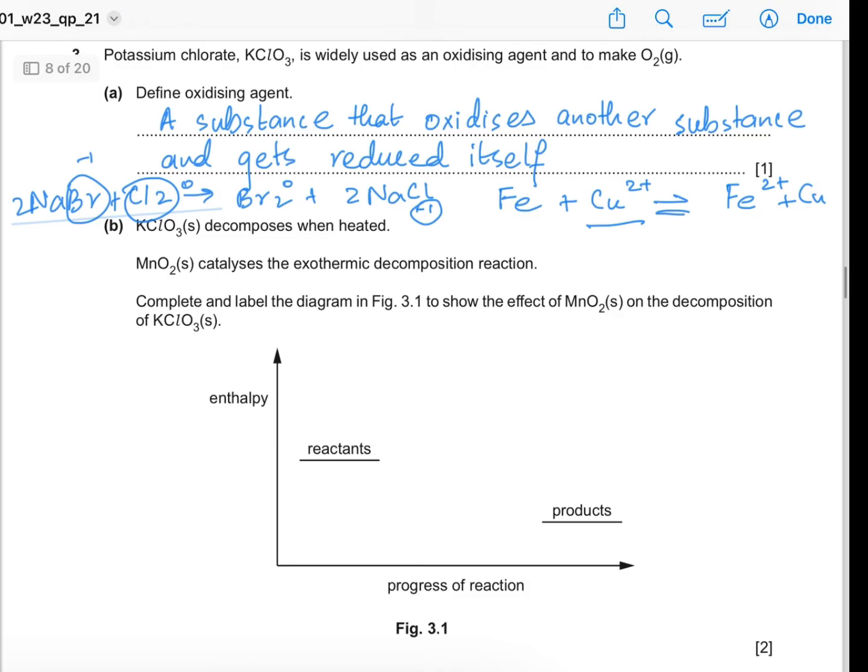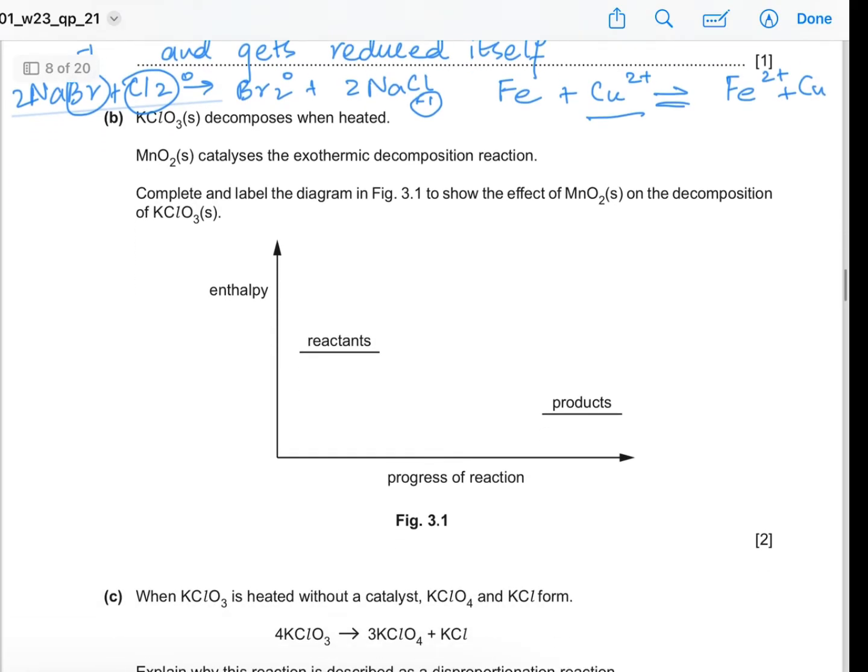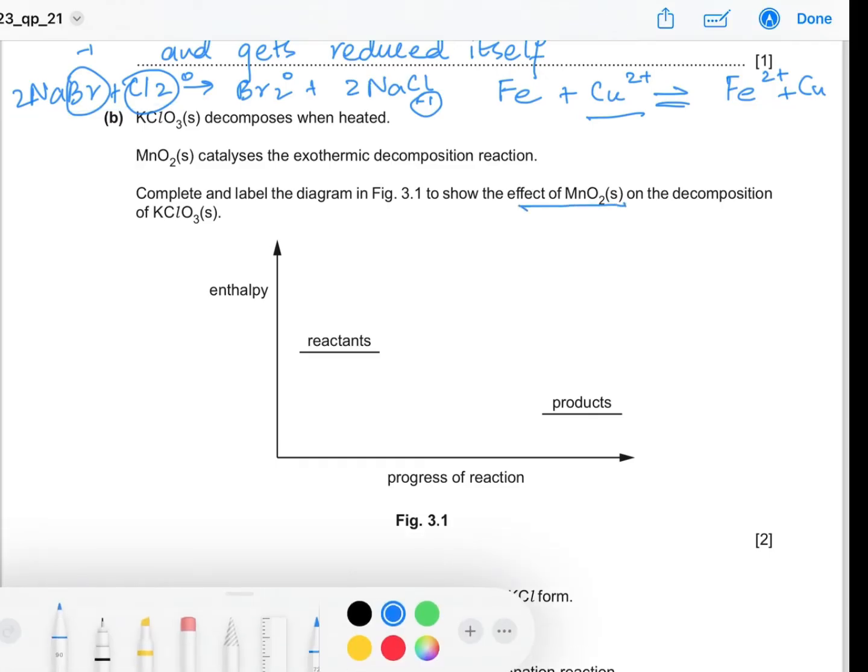B. Potassium chlorate decomposes when heated. Manganese oxide catalyzes the exothermic decomposition reaction. Complete and label the diagram in figure 3.1 to show the effect of the catalyst on decomposition of potassium chlorate. So, an exothermic reaction means that heat energy is released and the energy of the reactants is greater than the energy of products, which you can see in this energy profile diagram. Here you will need to draw two sketches, one without the manganese oxide catalyst and the other one with the effect of manganese oxide. So, catalysts reduce activation energy.